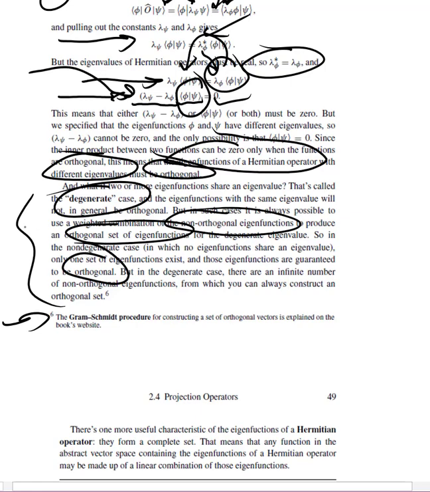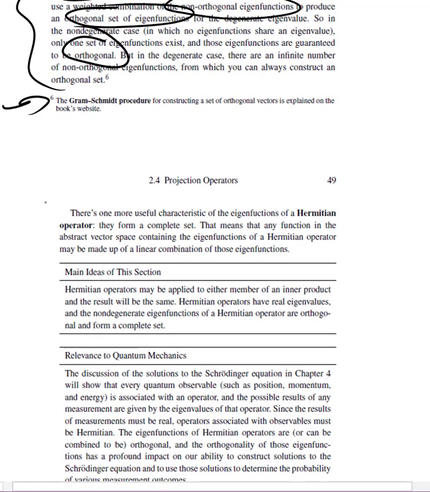So Hermitian operators are important because they have real eigenvalues, because their eigenfunctions are orthogonal for the non-degenerate case, and one more characteristic, which I just mentioned here, they must form a complete set. That means that any other function in that abstract vector space can be made up from those eigenfunctions just by weighting them properly and making a linear combination.